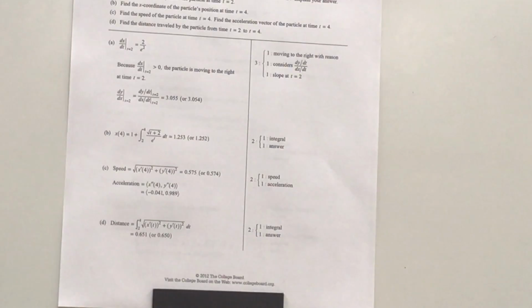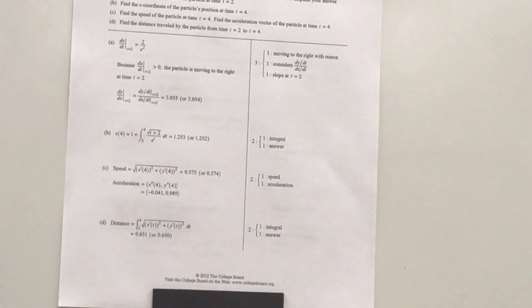Acceleration vector, again, we already have x prime or dx/dt. Take the derivative of that, plug in 4. Take the derivative of dy/dt, plug in 4. Just make Math 8 do those things for you. You don't have to actually take those derivatives by hand anywhere. And it's good to show them, hey, I know that acceleration is the derivative of velocity, or the second derivative of position, the way they've written it there, x double prime of 4 and y double prime of 4. And then finally, distance traveled, aka arc length.